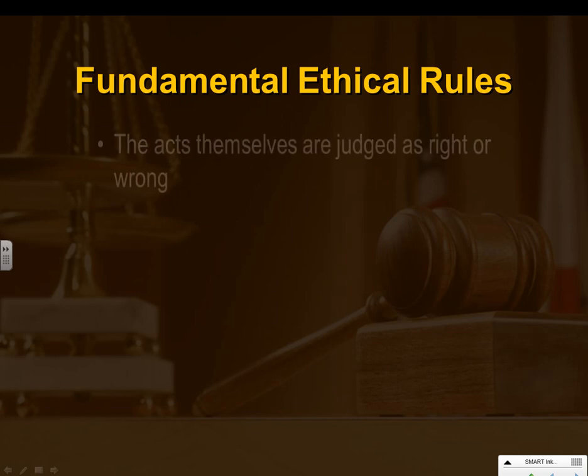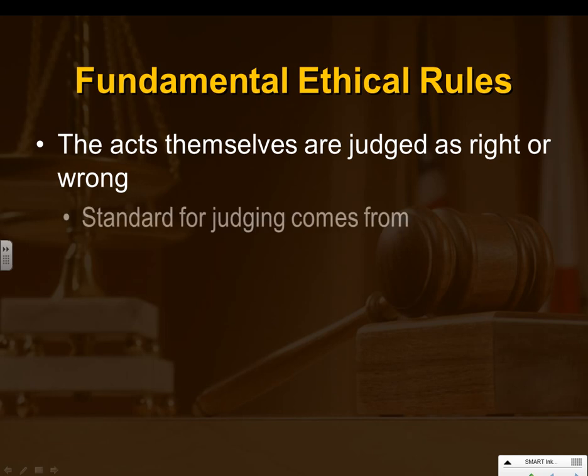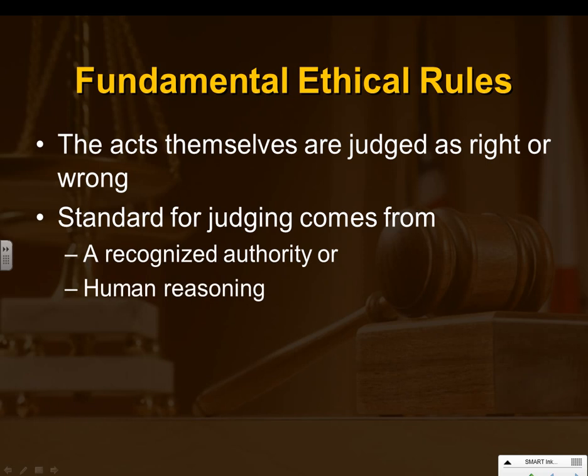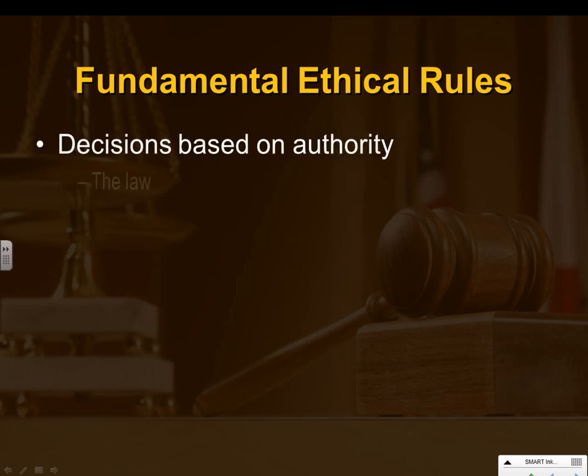With fundamental ethical rules, the acts themselves are judged as right or wrong. The standard for judging usually comes from one of two sources, a recognized authority or human reasoning. Decisions based on authority: an authority such as the law or a religious text can say that stealing is wrong. When an accepted authority has a rule on an issue, the rule tells the follower of that law or religion what is right and wrong.